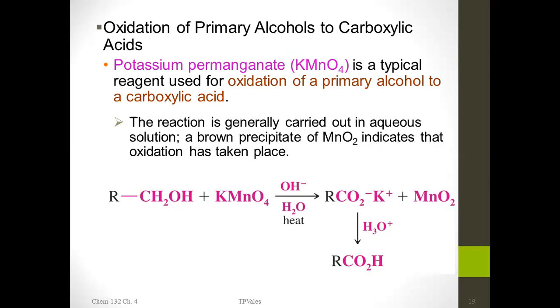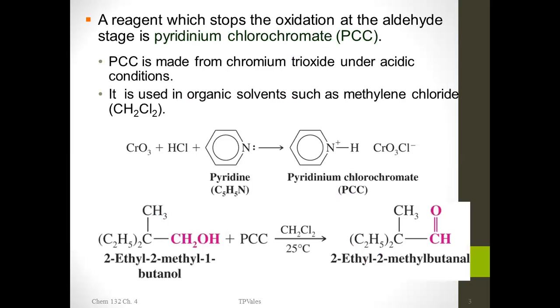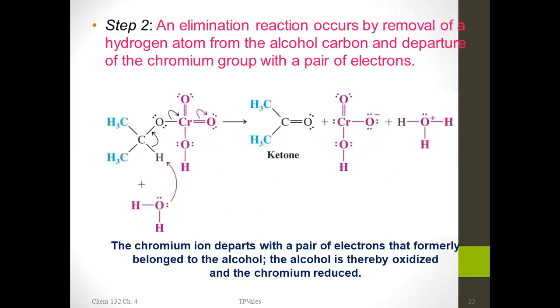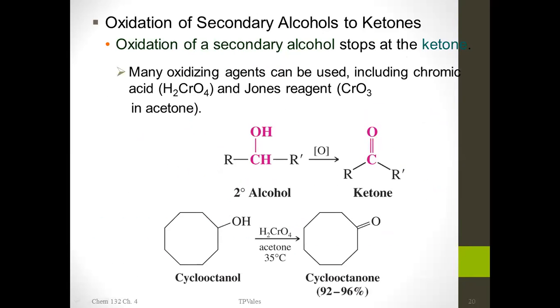So what are our reagents again? In summary, you have your pyridinium chlorochromate, you have your potassium permanganate, then you have your chromic acid, and then you have your Jones reagent, CrO3 in acetone. So far we have already shown the mechanism with H2CrO4, but the mechanism is similar with KMnO4, more or less. Now you have your transition metal bonded to 4 oxygen atoms, and the mechanism actually is similar.